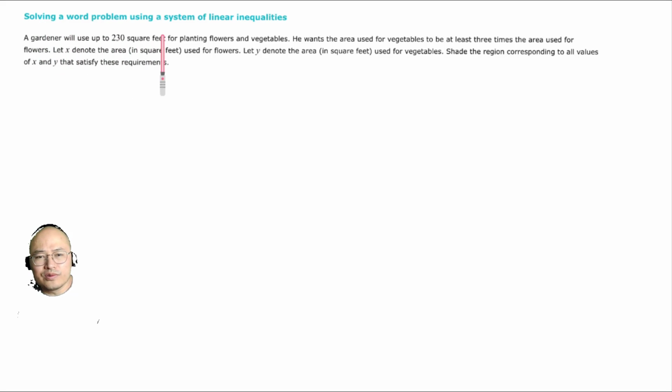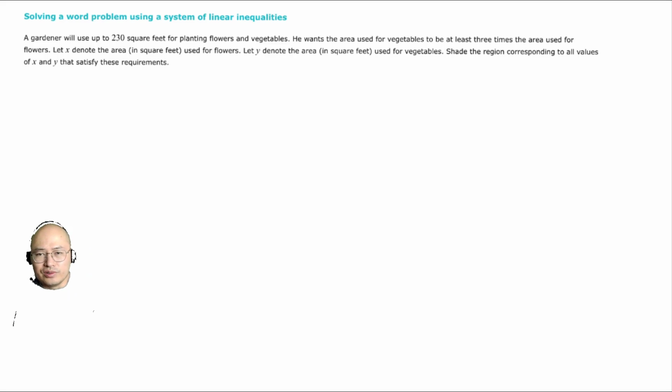Solving a word problem using a system of linear inequalities. A gardener will use up to 230 square feet for planting flowers and vegetables. He wants the area used for vegetables to be at least 3 times the area used for flowers. Let x denote the area in square feet used for flowers. Let y denote the area in square feet used for vegetables. Shade the region corresponding to all values of x and y that satisfy these requirements.